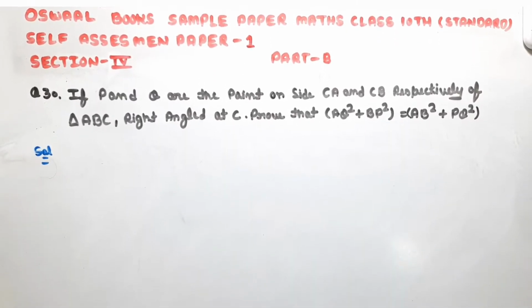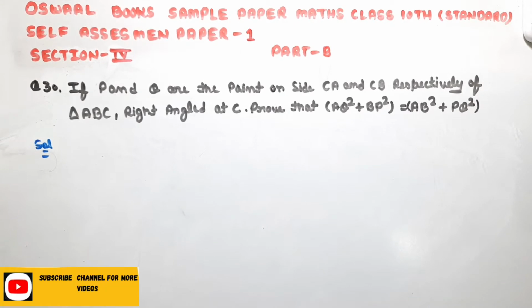Oswal book, sample paper Maths, Class 10 Standard, self-assessment paper 1, Part B, Section 4, question number 30. If P and Q are the points on sides CA and CB respectively of triangle ABC, right-angled at C, prove that AQ square plus BP square equals AB square plus PQ square.